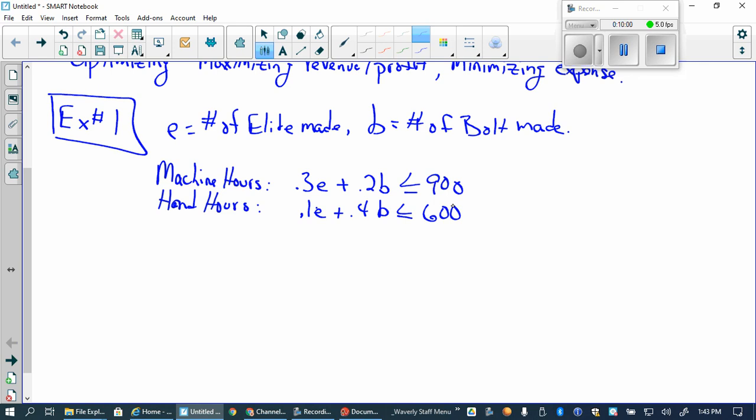Okay. How about the number of elite produced? What would be the constraint on that? So E has to be greater than or equal to 0, right? And Bolt produced. What would be the constraint? B would be greater than or equal to 0. They can make 0 to however many, right? Not negative is the idea, right? And it sounds obvious, right? But as a technical matter, this is another constraint, okay?